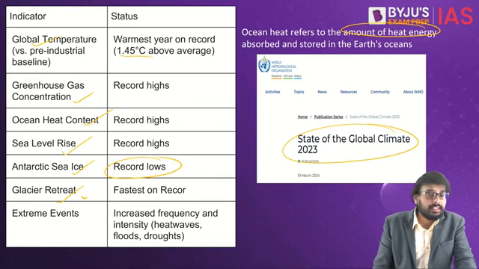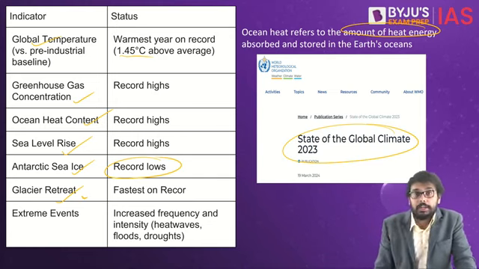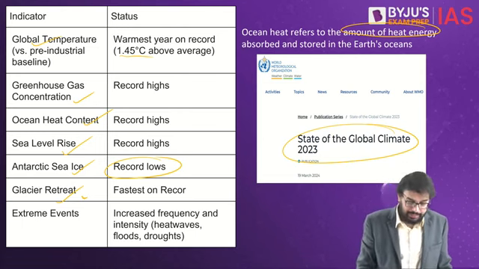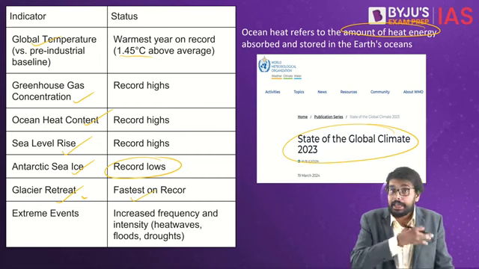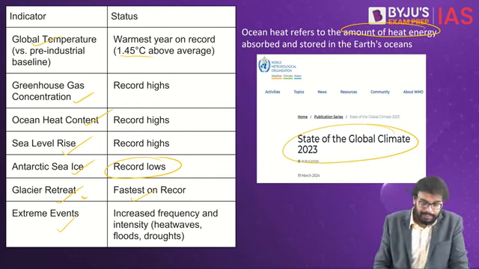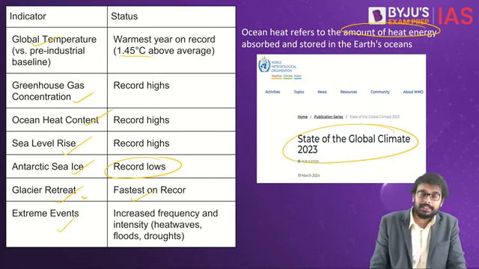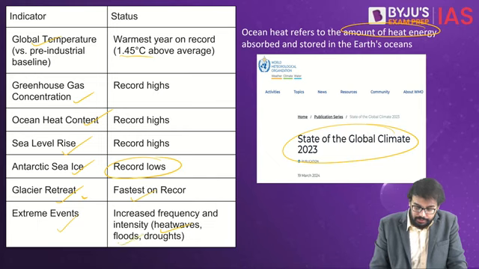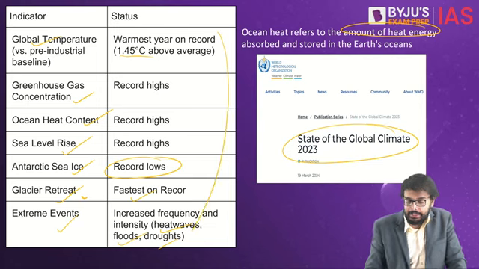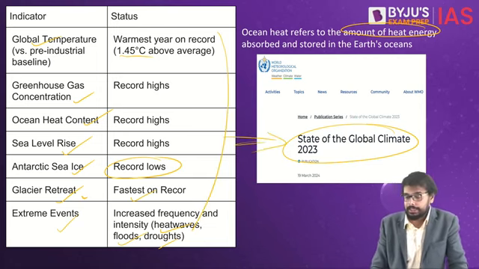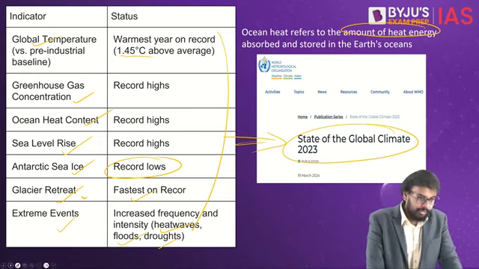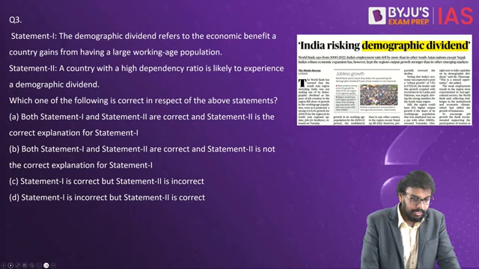Glacial retreat, in a sense, is the melting of glaciers. The rate of melting of glaciers is also the highest, that is, faster on record. And again, extreme events, that is the increased frequency of extreme events like heat waves, floods, droughts, etc., have increased. So this is the summary that was highlighted in this State of Global Climate report 2023.